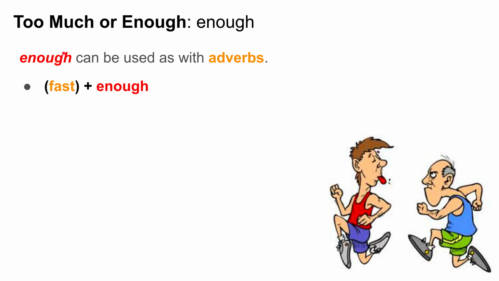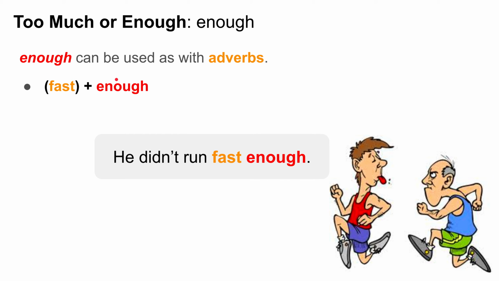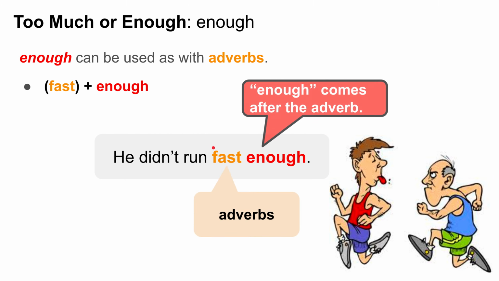We can also use enough with adverbs. When we do that, again, the adverb comes first: fast enough. Adverb plus enough. A good example of this: he didn't run fast enough. This gentleman didn't run fast enough. What is fast? Fast is the adverb. And as you can see, enough comes after the adverb. So we need to put the adverb first.